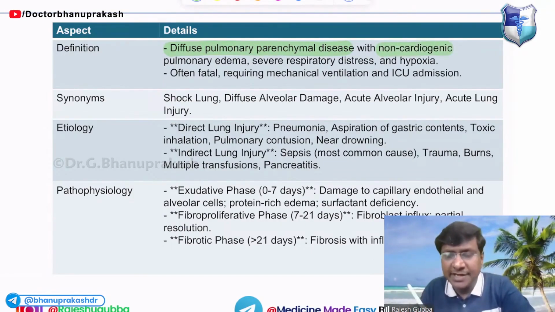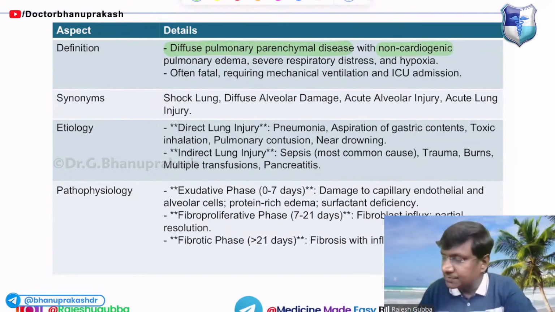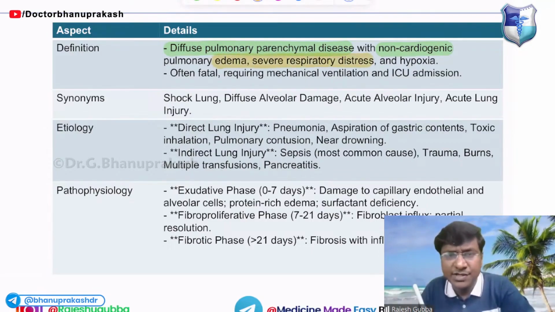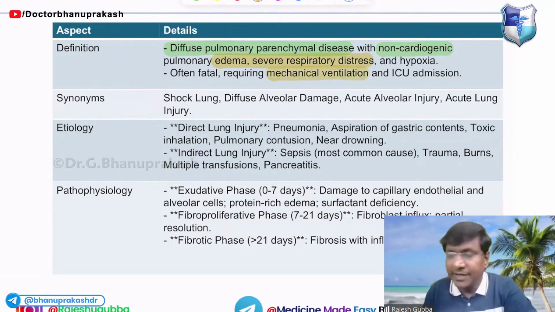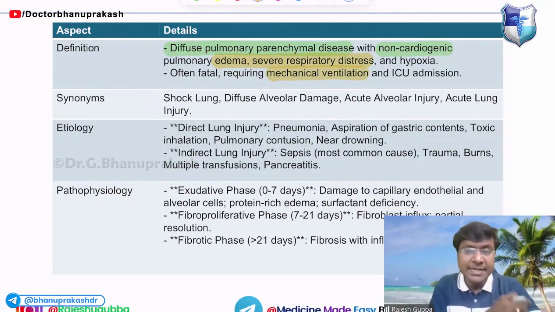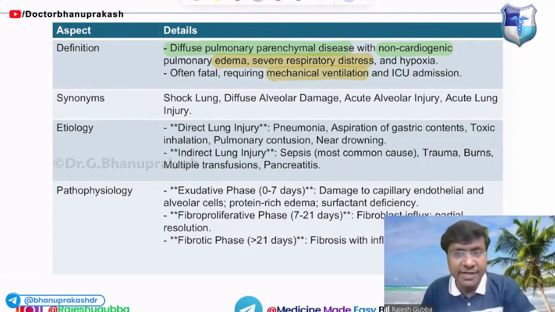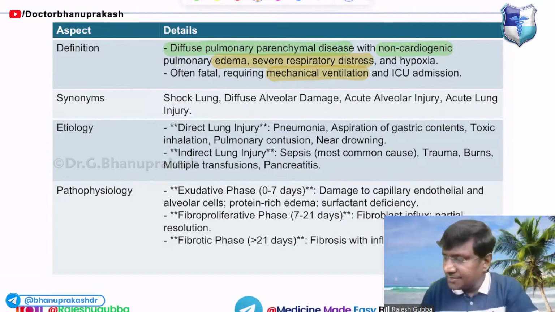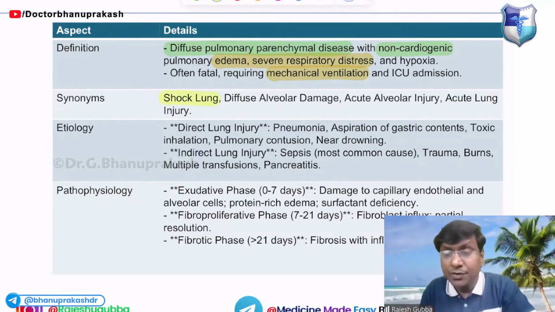And what is the presentation of these patients with ARDS? The presentation is in the form of severe respiratory distress causing hypoxemia. These patients will require a mechanical ventilator and have to be placed in the ICU. Now, what are the various synonyms for ARDS? Synonyms are shock lung, diffuse alveolar damage, acute alveolar injury, or acute lung injury.